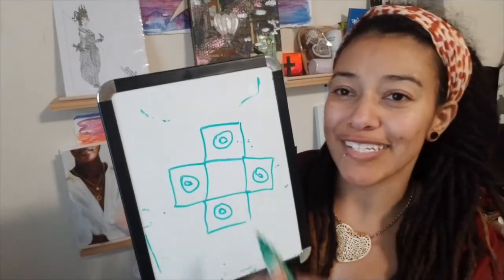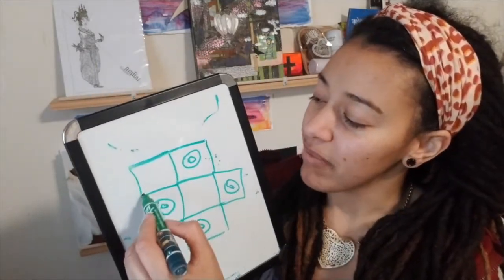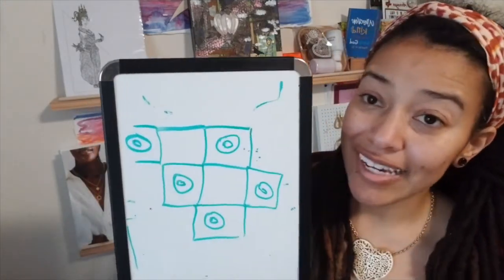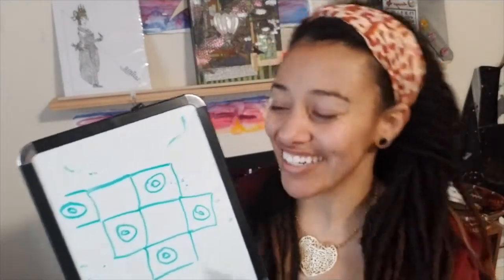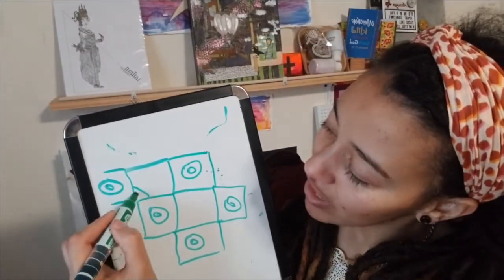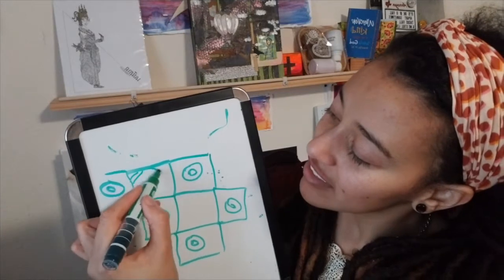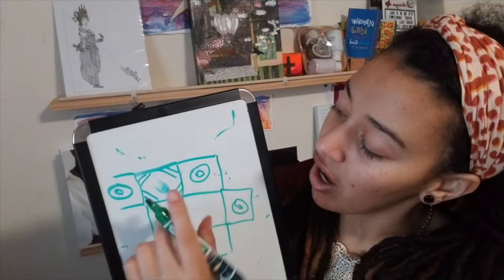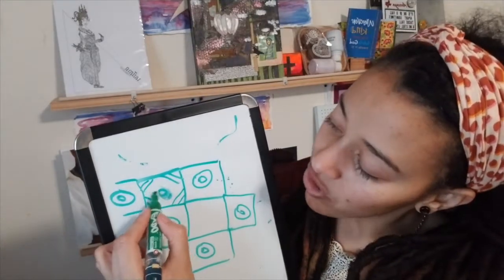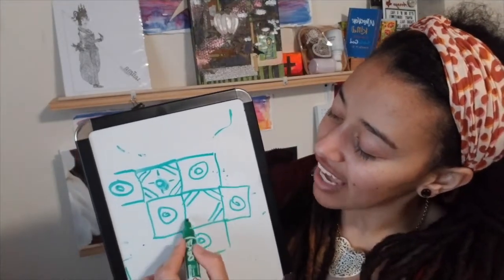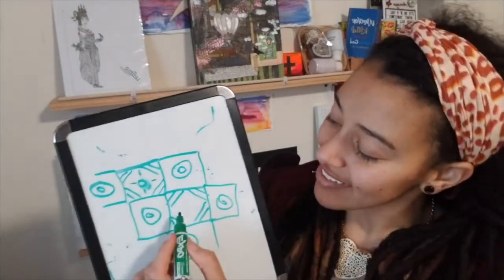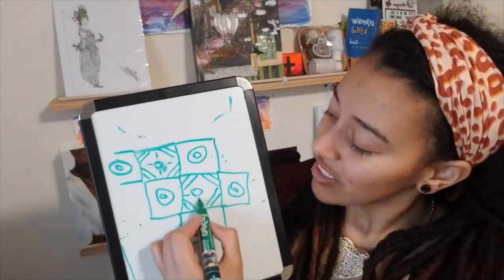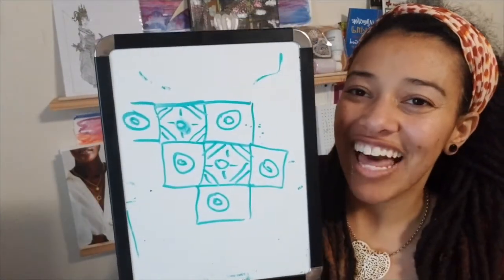This is called positive space, but when we create a pattern, we also have negative space. In the negative space, I'm going to put a different pattern. I'm going to do lines, lines, lines, lines, a smaller circle, and more lines. There's an even number of lines, an odd number of circles, and an even number of lines again.